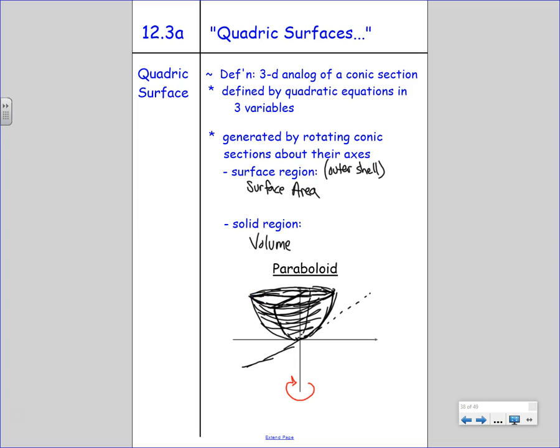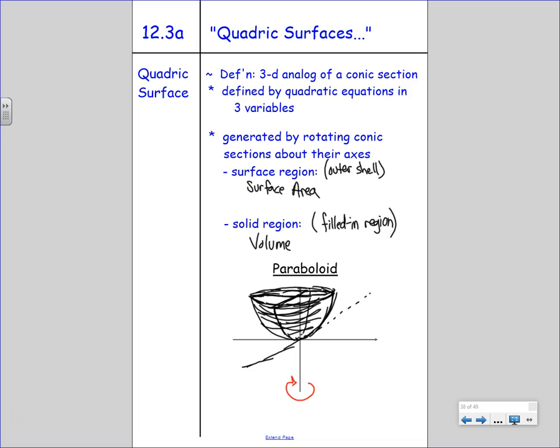Volume. What other way can you say it besides solid region? Filled in. That's kind of lame. The actual, yeah, it's the actual, right? I think solid is the best way to describe it. That's how I would naturally describe it. The surface region, the outer shell kind of helps a little bit.